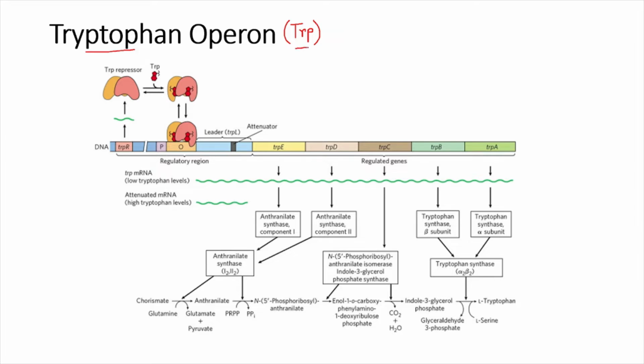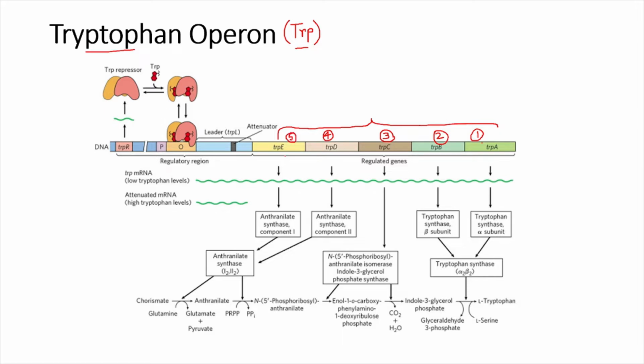Now let us see the structure of the tryptophan operon. This tryptophan operon has 5 sets of structural genes designated from A to E. These are trpA, trpB, trpC, trpD and trpE. Now these 5 sets of structural genes are co-transcribed together, and on transcription and translation they produce some intermediate enzymes involved in the biosynthesis of the amino acid tryptophan.